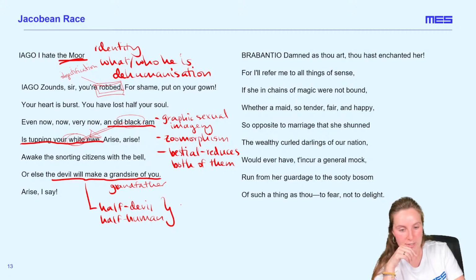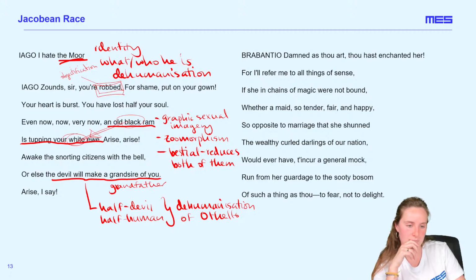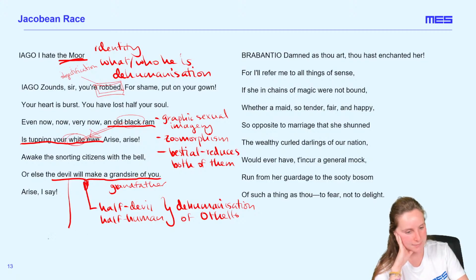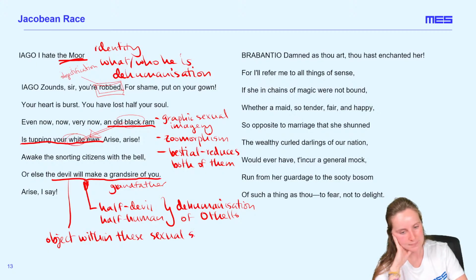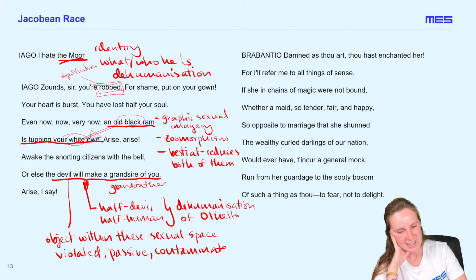This really does speak to this idea of the dehumanization of Othello. But it also does attack Desdemona as well. It's dehumanizing and offensive language for her as well, because it speaks of her as this kind of object within these sexual spaces, as something that's violated, as something that's passive, as something that's contaminated or damaged in some way, that's really horrible and both, as Stephen said, misogynistic as well as racist here.